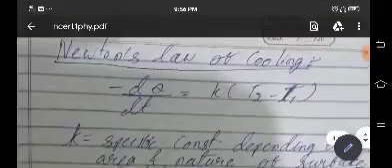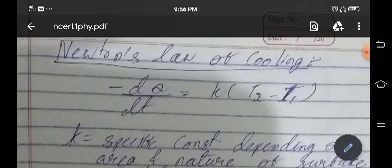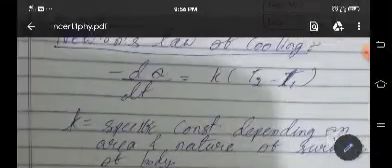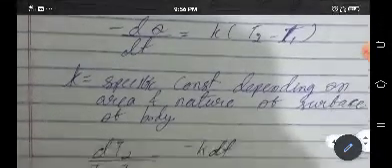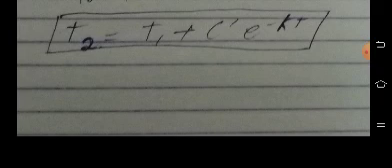So, minus dQ by dt is equal to k(T2 minus T1), where dQ is the heat and dT is a small change in temperature. k is a specific constant depending on the area and nature of the surface of the body. So here comes the equation. The equation is T2 is equal to T1 plus C dash e to the power minus kt.